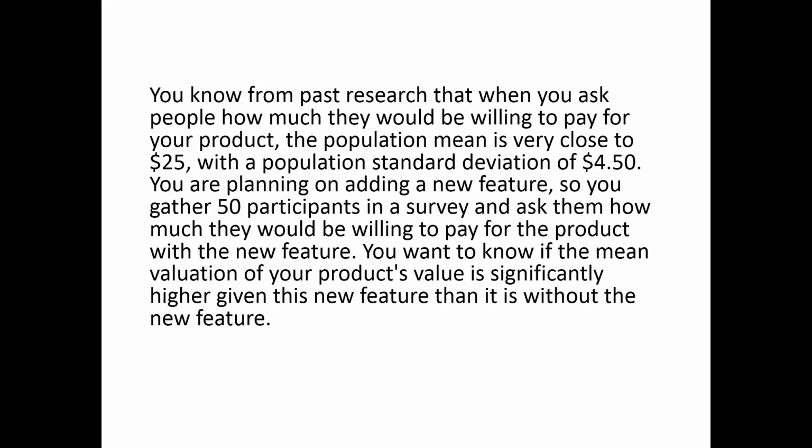All right, in this example, you know from past research that when you ask people how much they'd be willing to pay for your product, the population mean is very close to $25 with a population standard deviation of 450. You're planning on adding a new feature, so you gather 50 participants in a survey and ask them how much they would be willing to pay for the product with the new feature. You want to know if the mean valuation of your product's value is significantly higher given this new feature than it is without the new feature.